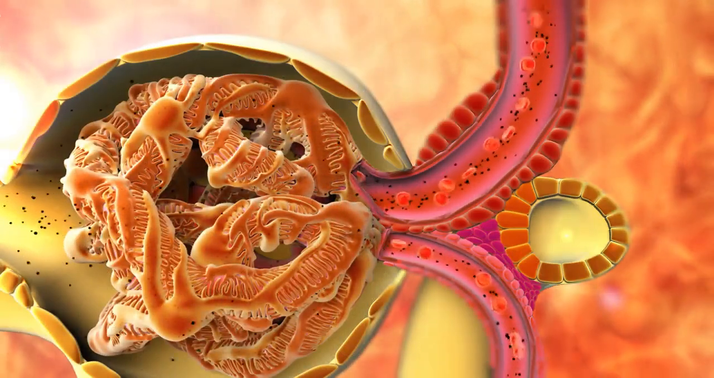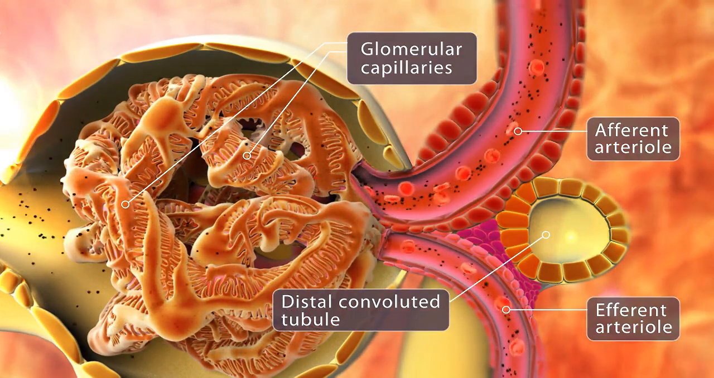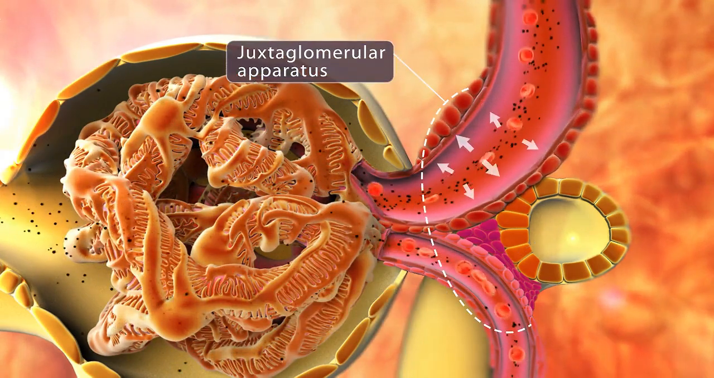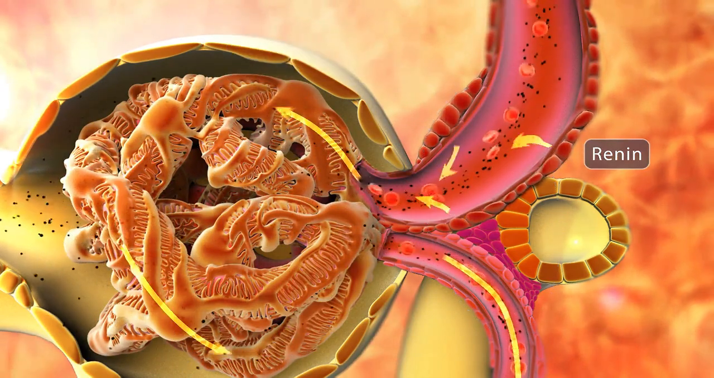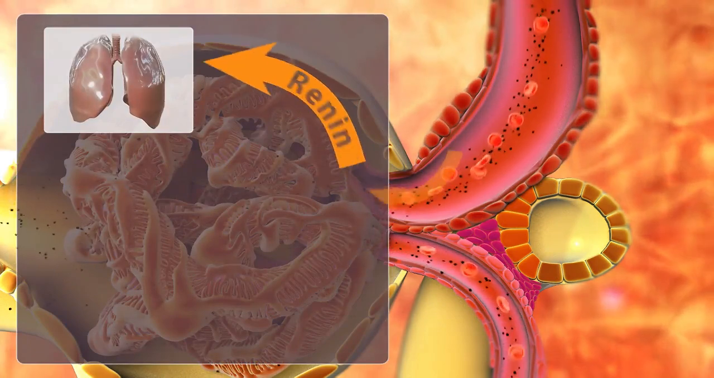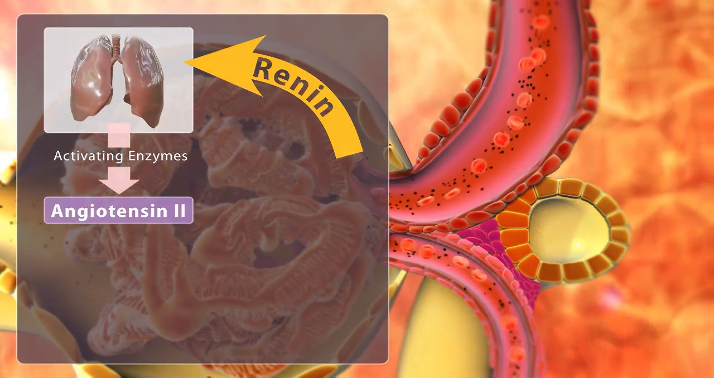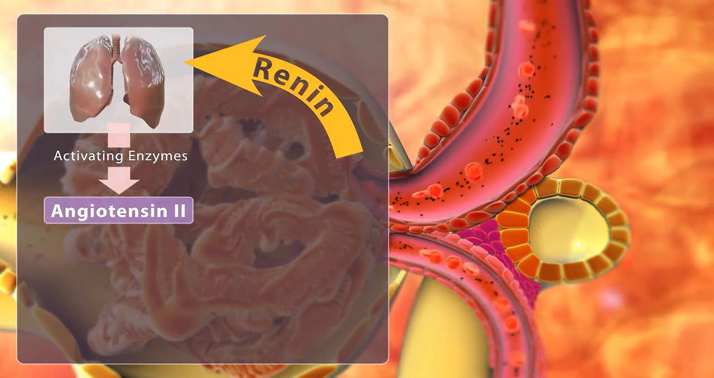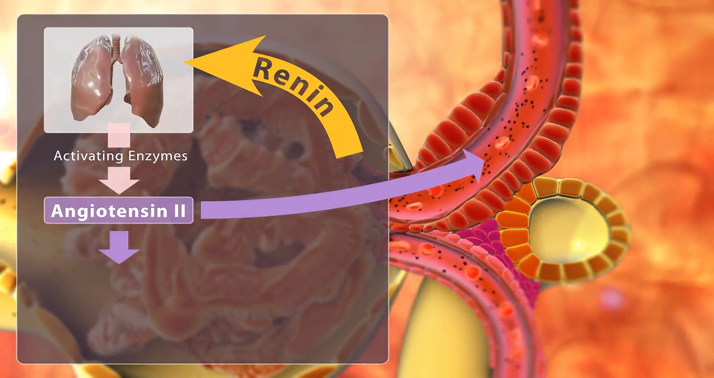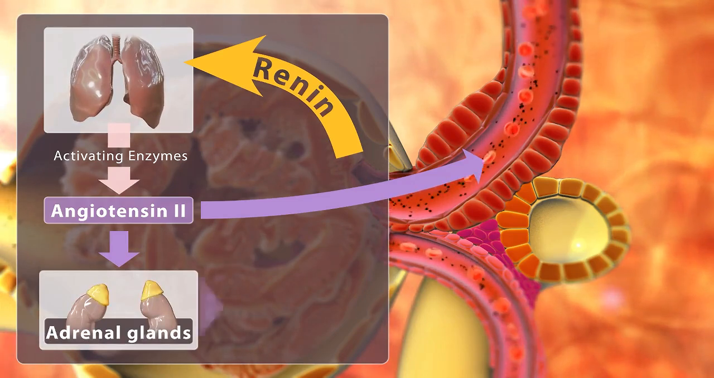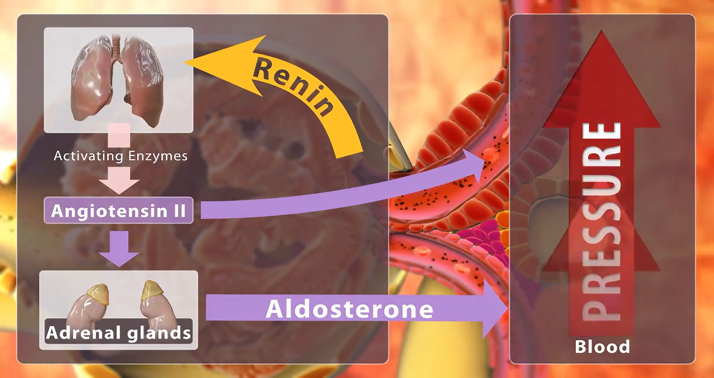Blood pressure and volume are also affected by the kidneys. If receptors in the afferent arteriole sense that blood pressure is low, the juxtaglomerular apparatus releases an enzymatic hormone called renin. The lungs respond to the release of renin by producing an activating enzyme which results in formation of angiotensin II in the bloodstream. Angiotensin II causes blood vessels to constrict, increasing blood pressure, and stimulates the adrenal glands to release the hormone aldosterone, which also causes an increase in plasma volume and consequent blood pressure.